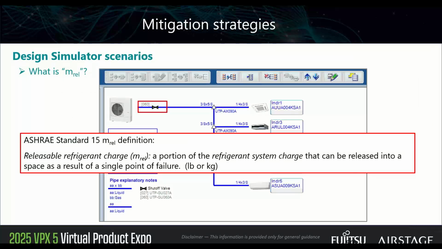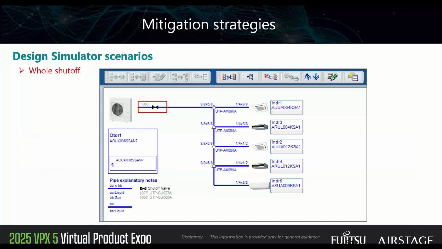What's the definition of MREL? It's the maximum releasable charge, which is a portion of the refrigerant charge that can be released into the space as a result of a single point failure. And that unit of measure is pounds, of course, or kilograms if you're working with a metric system. So MREL, again, maximum releasable charge. MREL is only going to be effective when we use a shutoff valve. If we do not use any shutoff valve in the system, MREL will not exist. MREL only comes into consideration when we use a shutoff valve, again, to quantify the downstream refrigerant charge.